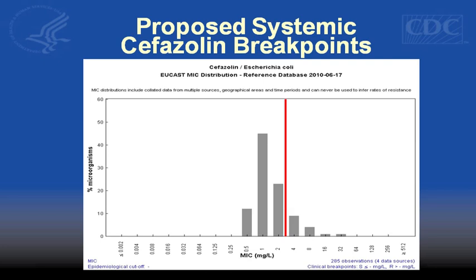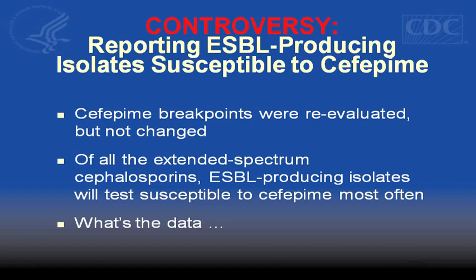And once again, this is a change that you would expect to see in the January 2011 document. So there are other controversies. And one of these is reporting ESBL producing isolates as susceptible to cefepime. So if you recall earlier, I told you that ESBL producing isolates will always test resistant to one of the extended spectrum cephalosporins, but not necessarily all of them.